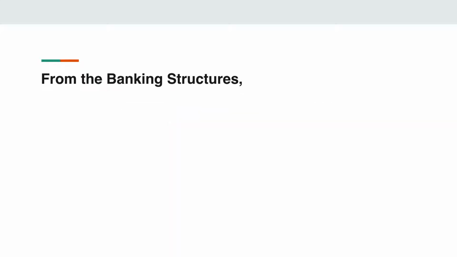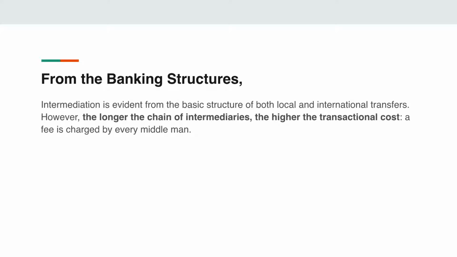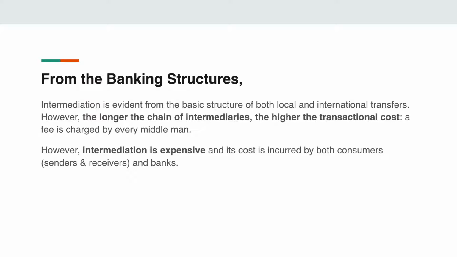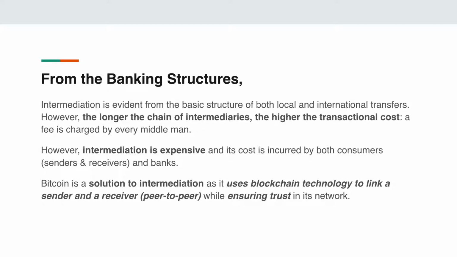From the banking structures, we can see that intermediation is evident from the basic structure of both local and international transfers. However, the longer the chain of intermediaries, the higher the transactional cost. A fee is charged by every middleman. Indeed, intermediation is very expensive and its cost is incurred by both consumers, we who send money, and banks or other financial institutions. Bitcoin is a solution to intermediation as it uses blockchain technology to link a sender and a receiver directly without the need for middlemen while ensuring trust and security in its network.